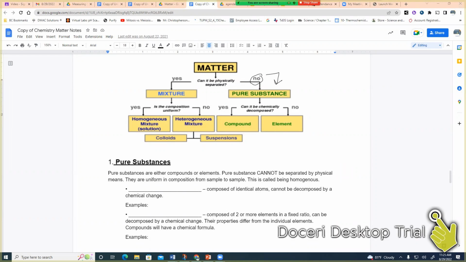And that's actually where we'll spend most of our time in the year. Then our next question, can it be chemically decomposed? Can it be broken down chemically? If the answer is no, then we have our element. Anything on the periodic table. It would all have symbols.